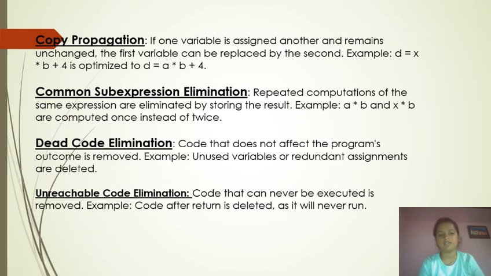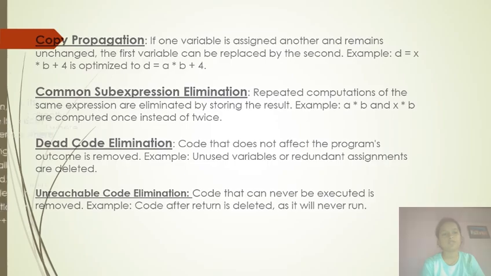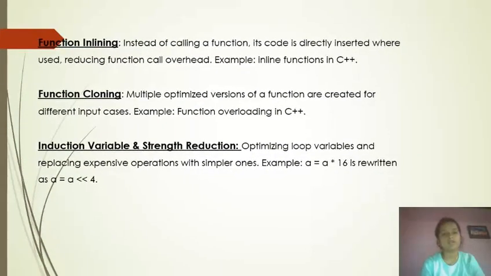Then there is function inlining. Instead of calling a function, its code is directly inserted where it is used, reducing function call overhead. For example, inline functions in C++. Then there is function cloning. Multiple optimized versions of functions are created for different input cases. For example, function overloading in C++.